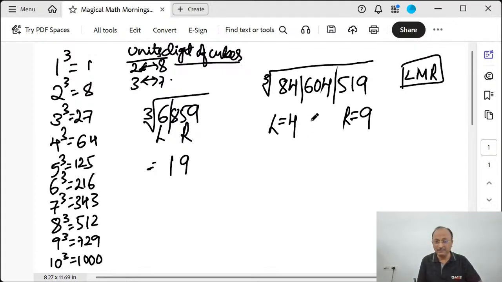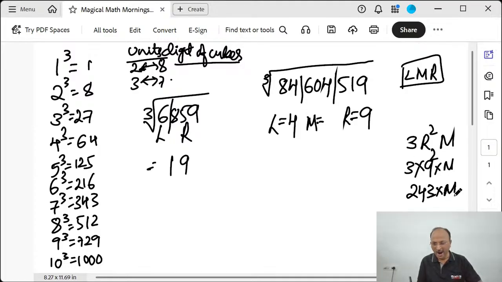Only finding M will require a little bit of work. Till here you can do in just 1 or 2 seconds. Now how to find M? You find out one number called 3 into R square M. R means what? Right side digit. 3 into right side digit is 9. 9 square into M. 9 square is 81. 81 3s are, we know that it is 243.